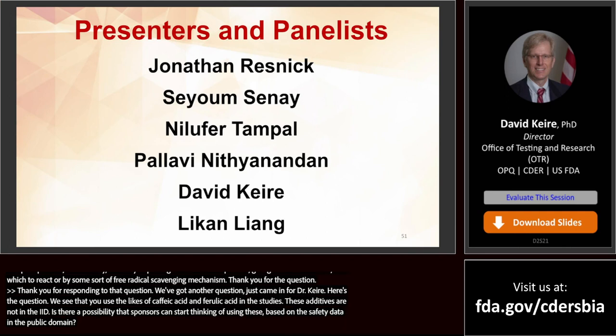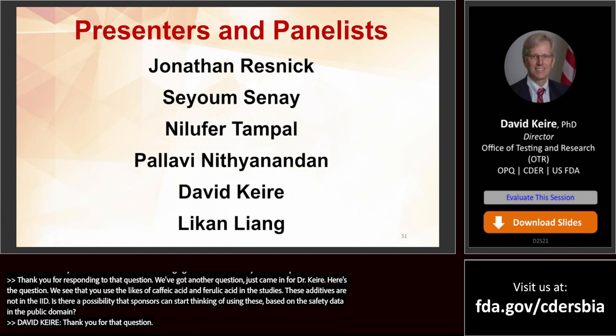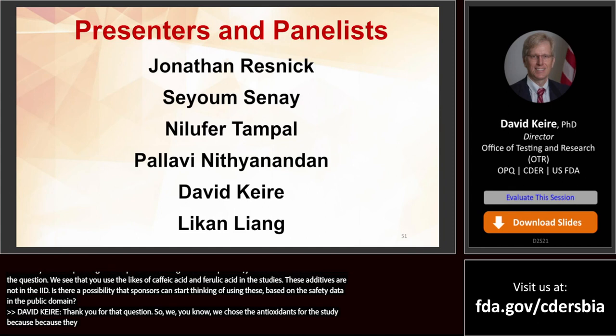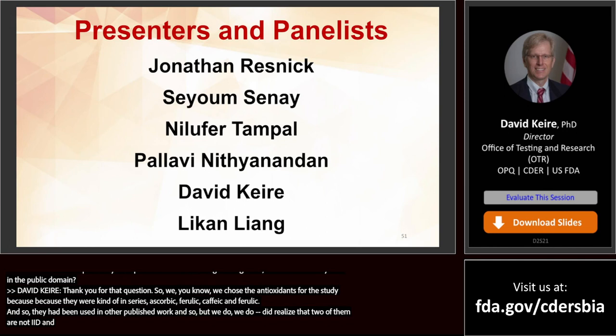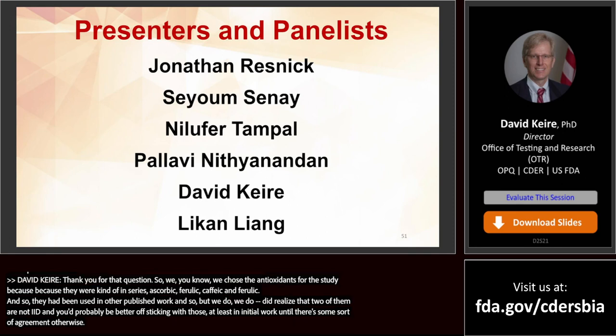Thank you for that question. So we chose the antioxidants for the study because they were kind of in series, ascorbic, caffeic, and ferulic, and they had been used in other published work. But we did realize that two of them are not in the IID, and you'd probably be better off sticking with those, at least in initial work, until there's some sort of agreement otherwise. Thank you for the question.